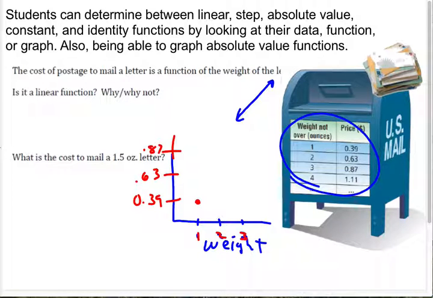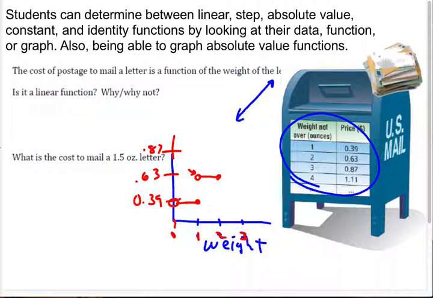How much does a half ounce letter cost to mail out? Well, it's still going to be 39 cents. Anything 1 ounce or less is 39 cents. So 39 cents here, here, all the way over. If it's 0 ounces, in other words, you're not sending a letter, it's going to be 0. Anyway, the next one, if it's 2 ounces, it's 63 right here. And it's going to be 63 cents until you get back down to 1.